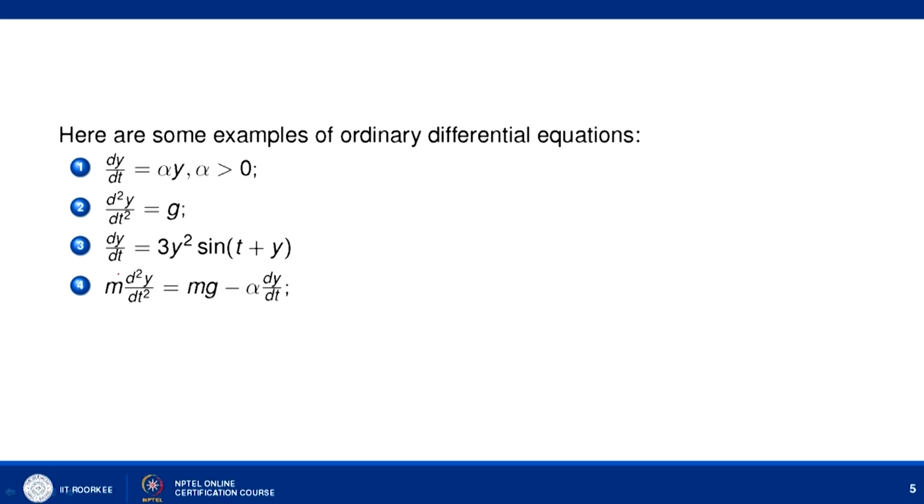Similarly, equation number 3 is a differential equation of order 1, and in 4 we have two terms of derivative. The first one is dy by dt and the other one is d2y by dt square. This is first order and this is second order, so the highest order is 2. So, we can say that this differential equation is of second order.